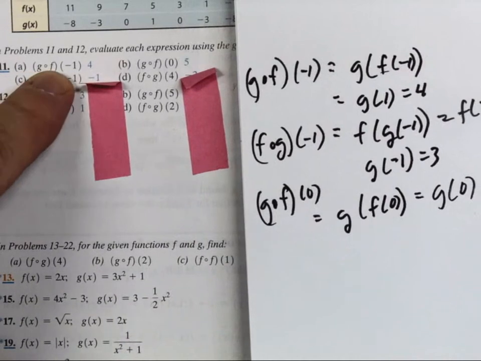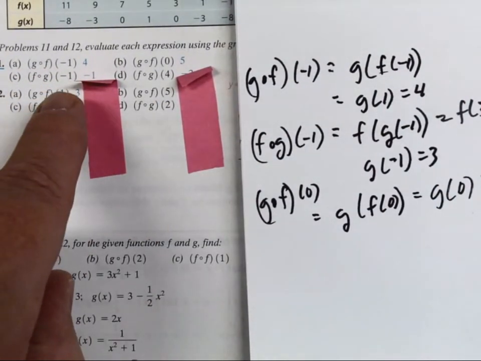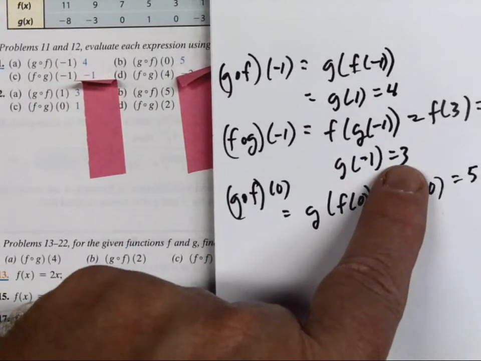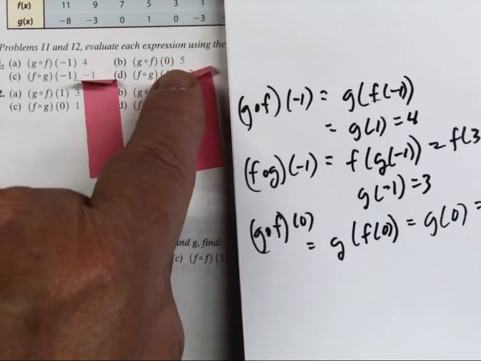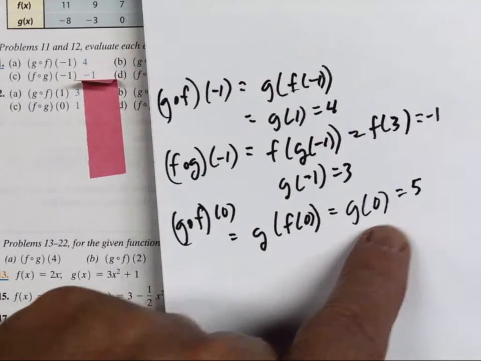So this is the first one I did, 4. That's what we got, 4. Then I did this one, f composite g of -1, and we got -1. And then we did this one. They got 5. We got 5.